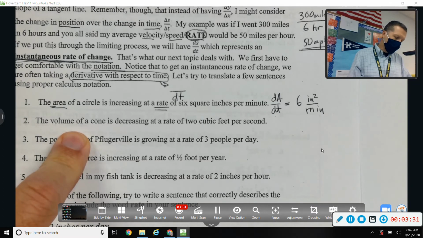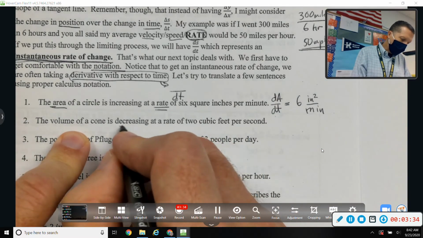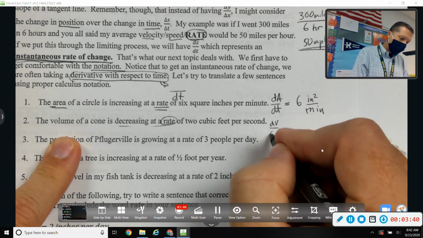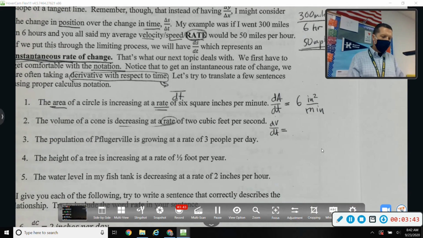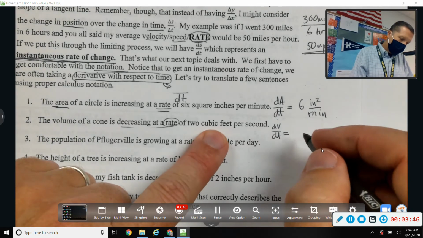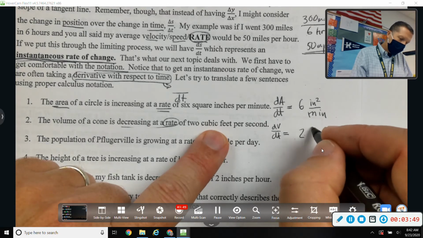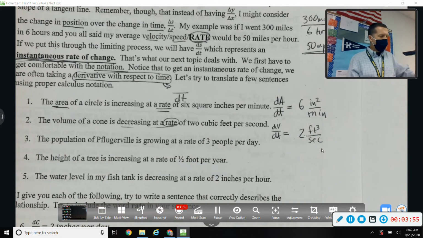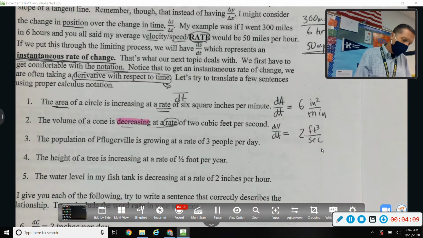The volume of a cone is decreasing at a rate. So don't write V equals. This is a rate problem. So dV dt. The volume is changing at a rate of 2 cubic feet per second. And that's not quite right. You know what's not right about that? I snuck in an important word that's different in number 2 than from number 1. It's decreasing. So how is its volume changing? Well, it's negative because it's decreasing.